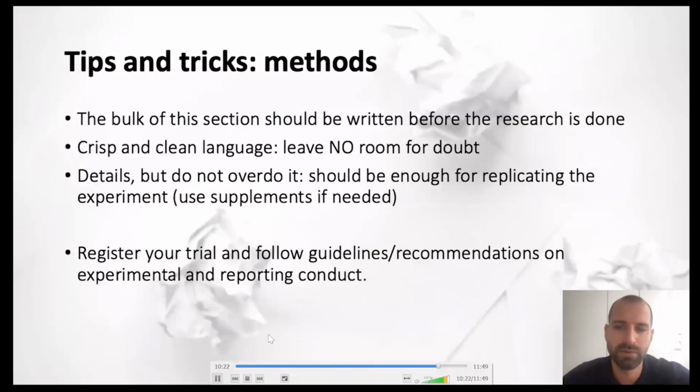Lastly, before finishing this talk, some tips and tricks. The bulk of the methods section should be written before research is done. You should use clean, crisp, direct, and concise language and leave no room for doubt. If you need more detail, refer to the supplementary data and give your detail there. And register your trial and follow guidelines and recommendations on experimental and reporting conduct, which are detailed on the website of European Urology.